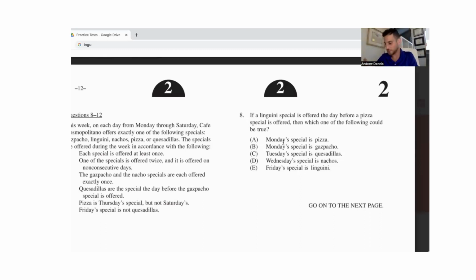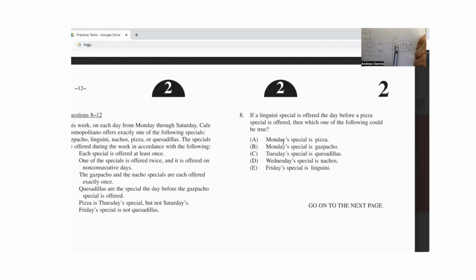Friday special is linguine. Let's try that. Let's put L on Friday. That leaves us only with the N left over. We'll put the N on Saturday. We'll circle that. I always circle these non-violating sequences. This is a potential answer, right? QGLPLN. Every variable goes. One goes twice, the L, but it's non-consecutive. G and N go exactly one time.